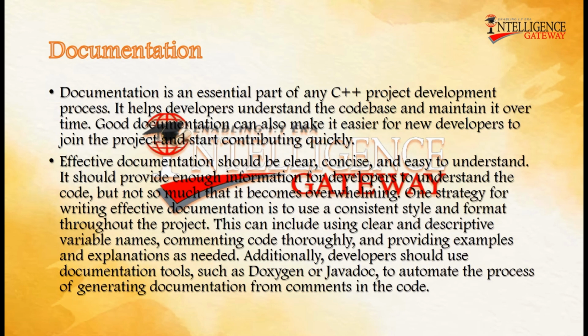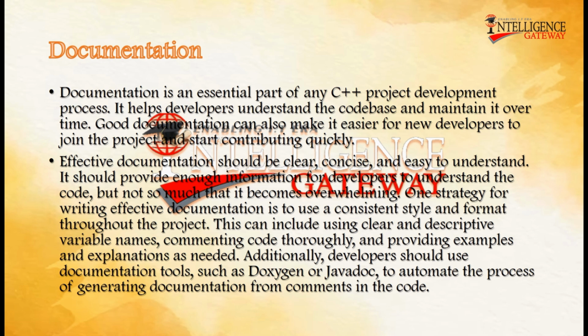Documentation. Documentation is an essential part of any C++ project development process. It helps developers understand the codebase and maintain it over time. Good documentation can also make it easier for new developers to join the project and start contributing quickly. Effective documentation should be clear, concise, and easy to understand. It should provide enough information for developers to understand the code, but not so much that it becomes overwhelming.